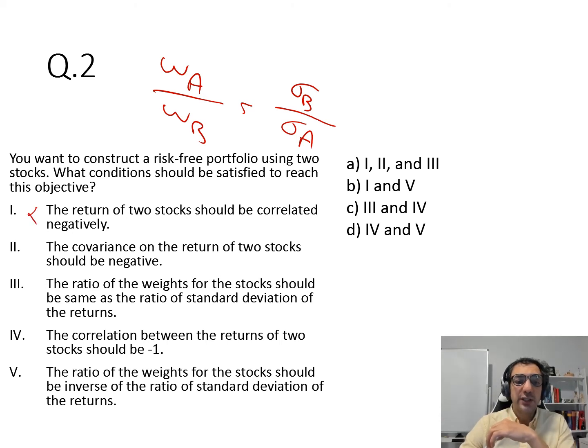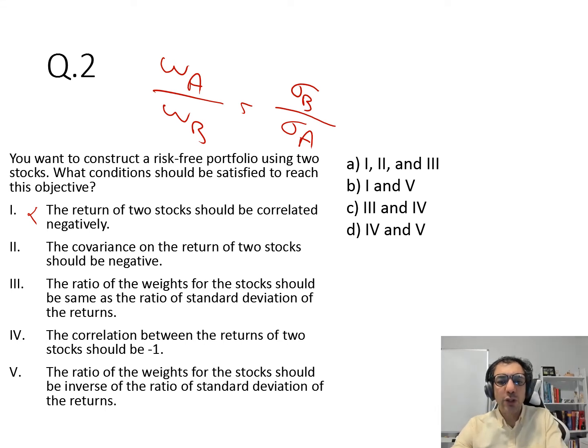The covariance on the return of two stocks should be negative. Okay, so we can also use the covariance to find the correlation. The correlation is a standardized format of the covariance. Covariance is showing just the co-movement of two assets. Correlation is also showing the sign of this co-movement, and it's more specific than the covariance. And it's actually a standardizing based on the standard deviation of two assets.